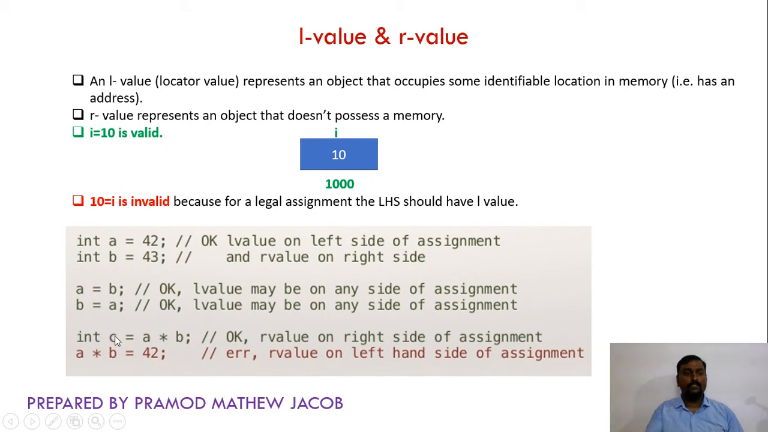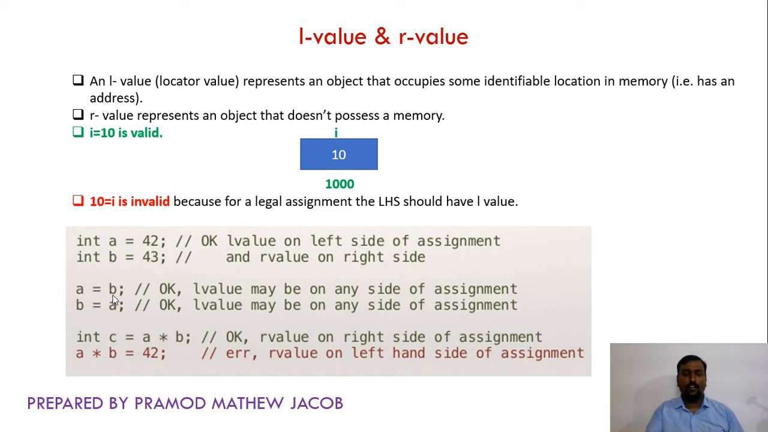The next statement is int c is equal to a star b. c is possessing L value. a star b is an operation. So this is an R value. So the right hand side of an equation can be either R value or L value. So this is also a valid statement because the left hand side is L value and the right hand side is possessing R value.